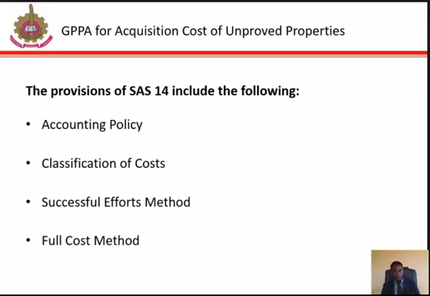Now let's look at the full cost method. Under the full cost method, all costs associated with the acquisition of unapproved properties are capitalized within the appropriate cost center. Now, unapproved properties that are excluded from the amortization base should be periodically assessed for impairment until it can be determined if approved reserves are attributable to them. So if impairment is indicated, the amount of impairment should be included in the amortization base and not charged to profit and loss.